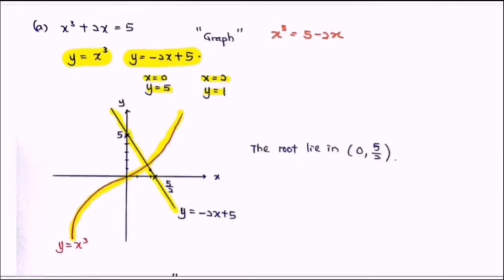Next, y equals to negative 2x plus 5. And we notice that there is an intersection between the curve. We can see that the root lies in between 0 until 5/2. So that is the estimation of the root, or we can say the approximate of the root. So that is the first method, the graphical method.